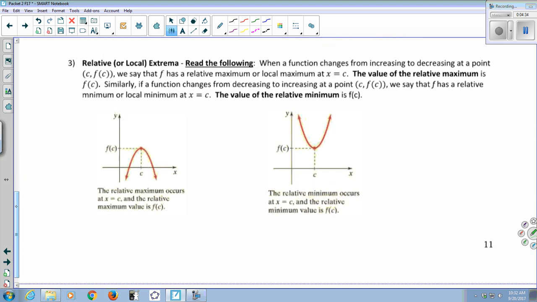Relative extrema happen when a function changes from increasing to decreasing, or vice versa, decreasing to increasing. So we have a relative maximum or a relative minimum. Think of it as a peak or a valley within a mountain range. It is not necessarily the highest or lowest point, but in its region, it's the highest or lowest point.